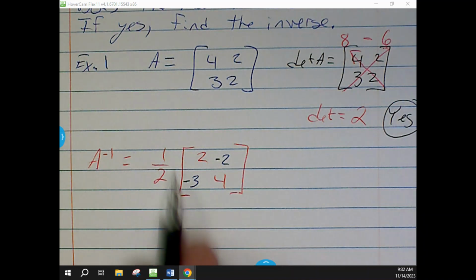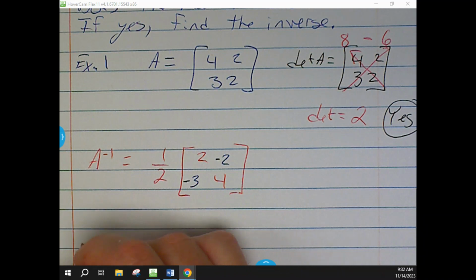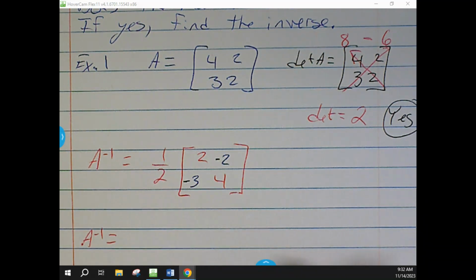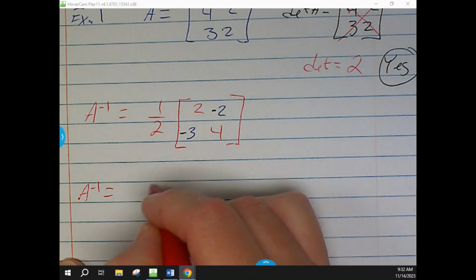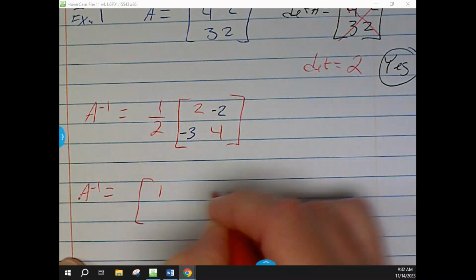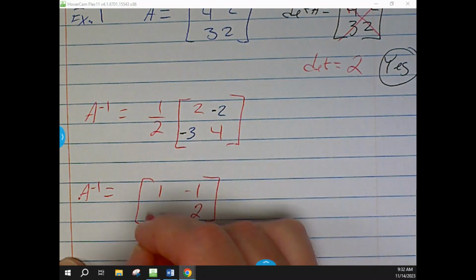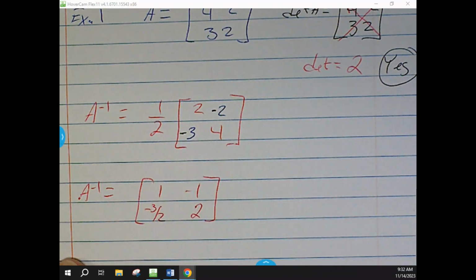We're going to take every single number in here and multiply it by 1/2, or we're just going to divide everything by 2. So dividing all those numbers by 2, we're going to get 1, -1. We're going to get 2, and then -3 over 2.